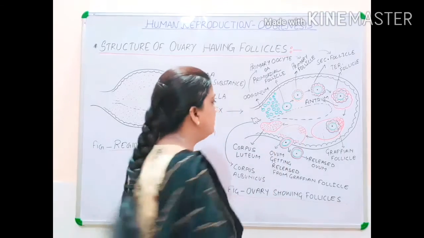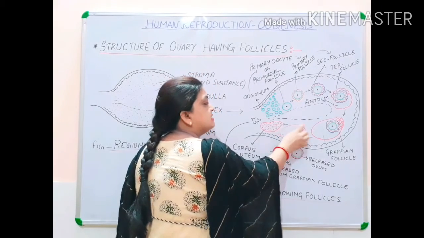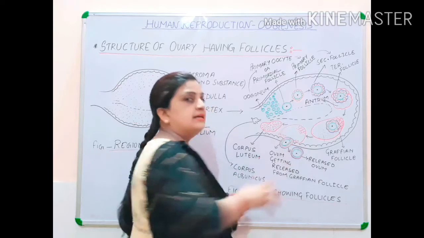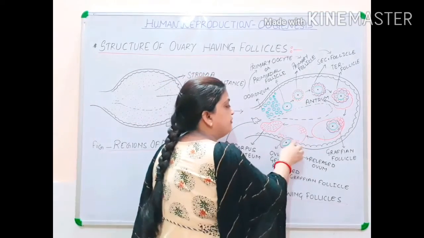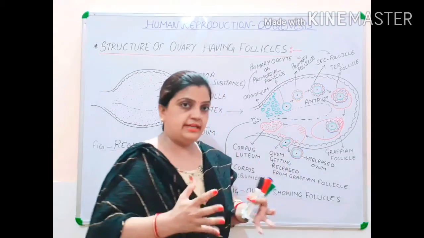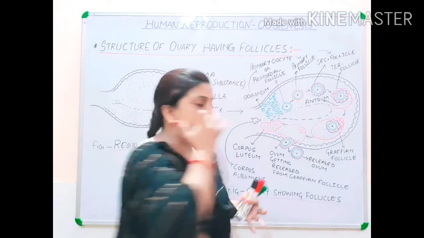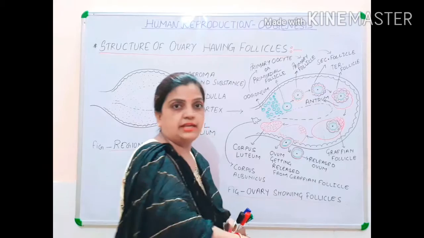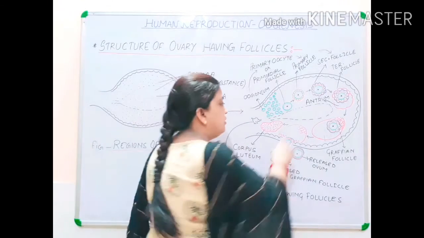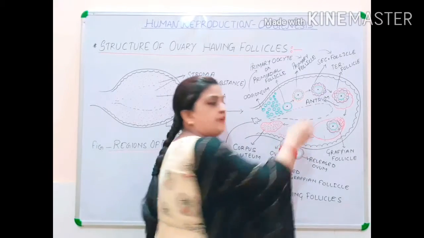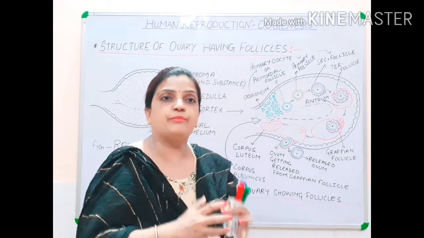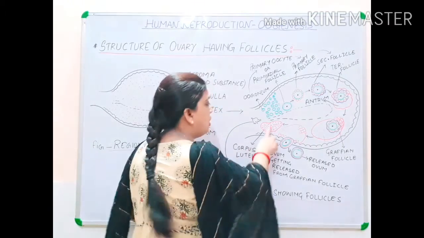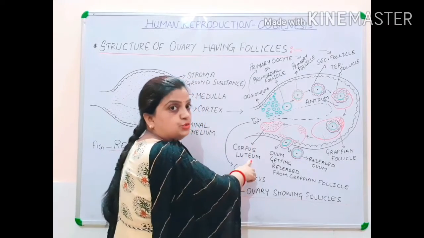What will happen? This Graafian follicle gets repaired. When the Graafian follicle gets ruptured, it gets exposed, so the ovum gets outside. It is released out. Now this whole Graafian follicle will be getting repaired and will be forming a structure called the corpus luteum.